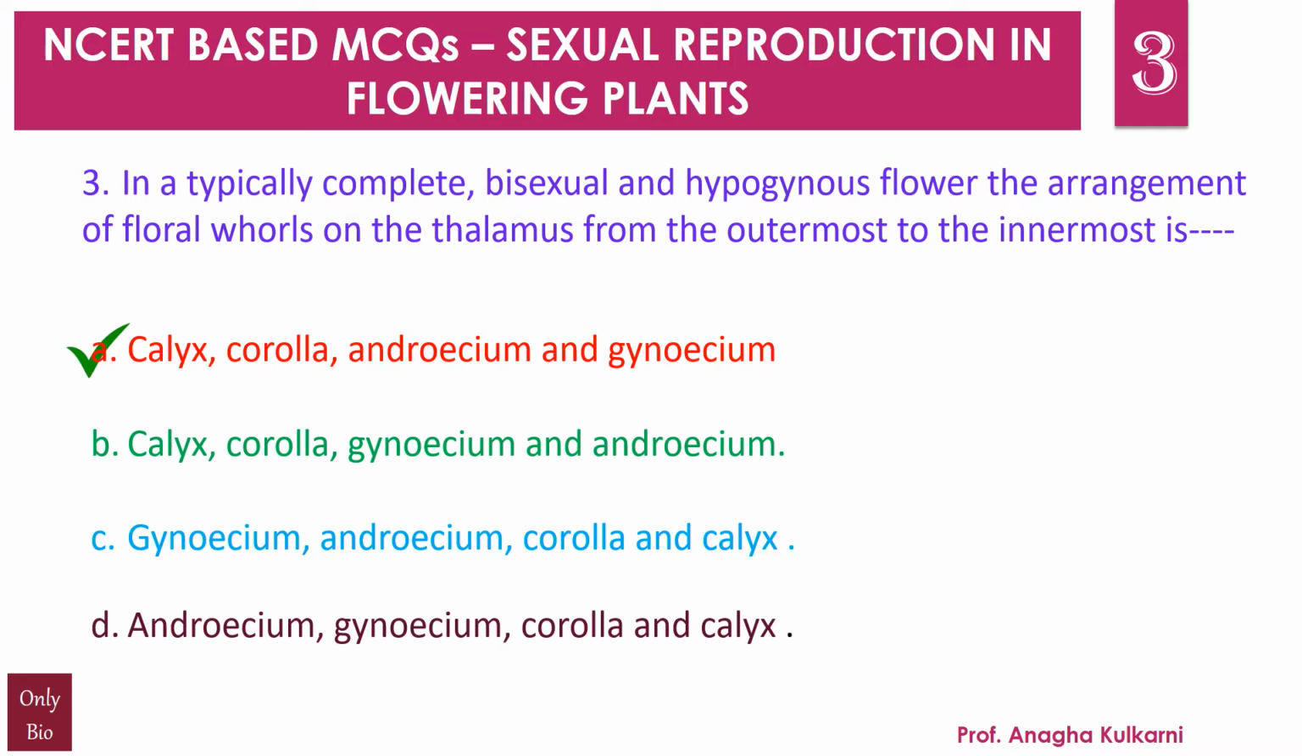So in a typically complete bisexual and hypogynous flower, the arrangement of floral whorls on the thalamus from the outermost to the innermost is calyx. Inner to calyx is the corolla, inner to it is the androecium, and the innermost is gynoecium.